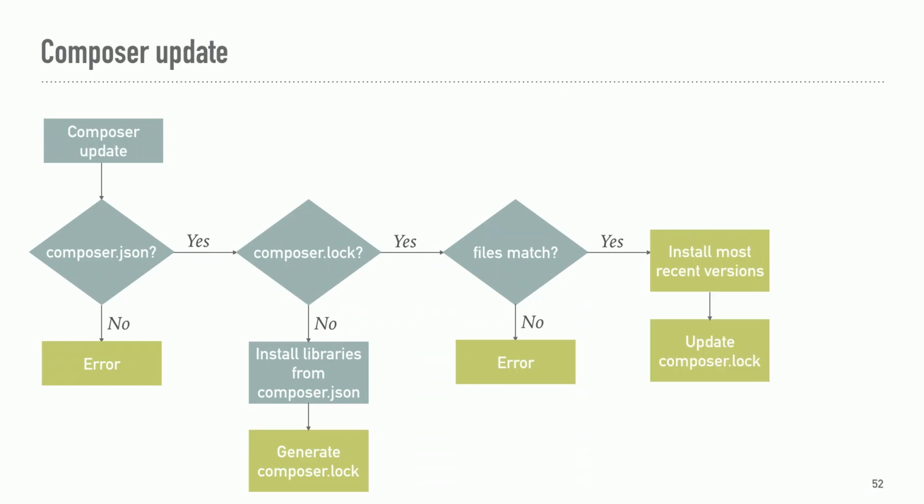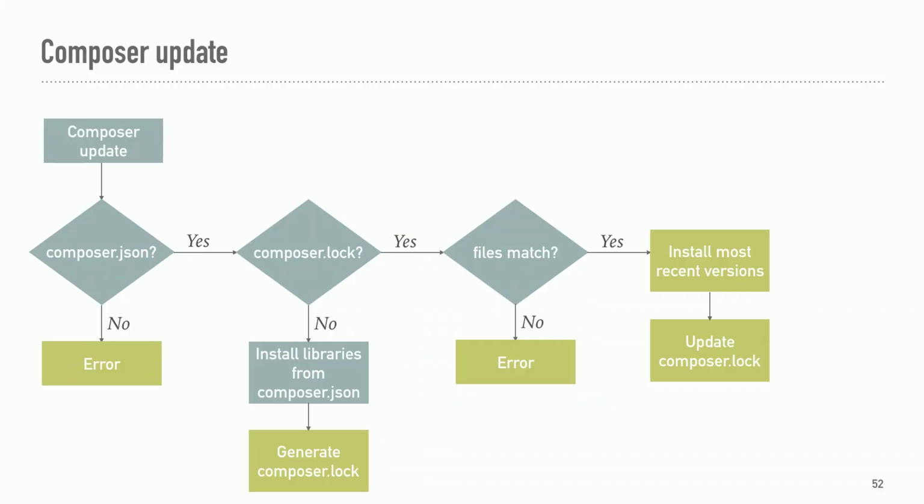When you do Composer update, it's going to be similar, but it has a couple of differences. It is going to verify Composer JSON. If it doesn't exist, it's going to give an error. If Composer lock doesn't exist, it's going to install the libraries from Composer JSON, because there is no library there yet, and it is going to generate Composer lock. If there is a Composer lock and the files don't match, you are going to have an error. If the files match, then it is going to install the most recent version of the libraries that comply with the version constraint that you have.